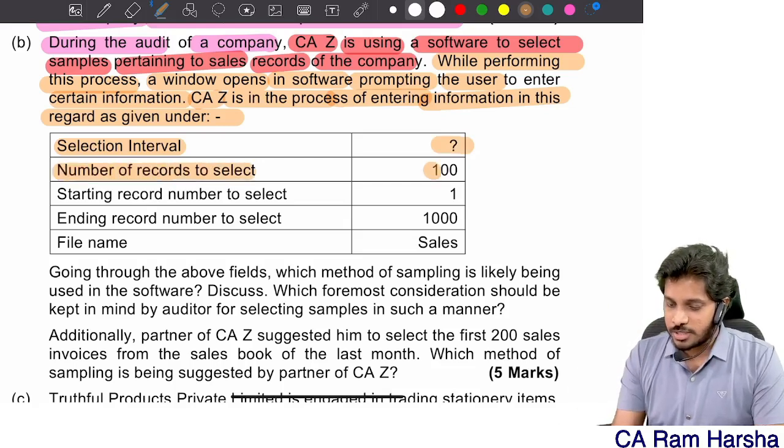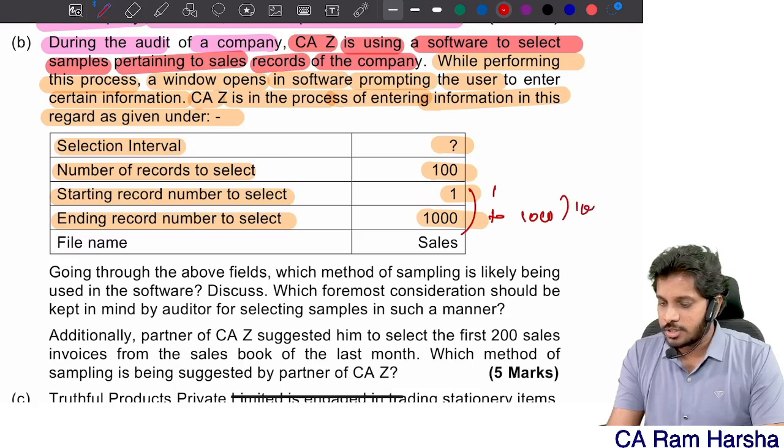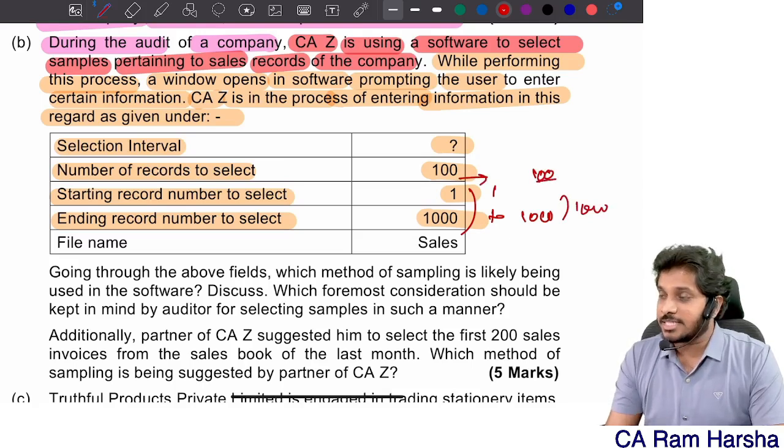Number of records to select, 100. Starting record number 1, ending record number 1000, means how many samples were there? 1 to 1000, so 1000 samples were there. How many records are to be selected? Sample size is 100, which means what is the interval?